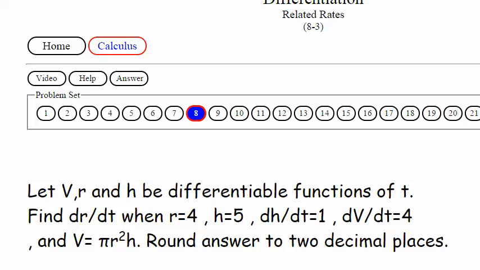I'm writing this down because there is no way I'll remember all this when we go to the whiteboard. dh over dt equals 1, and dv over dt is equal to 4. This could represent the volume of a cylinder, right? So this would be the area times the height. Anyway, it's just kind of general right now.